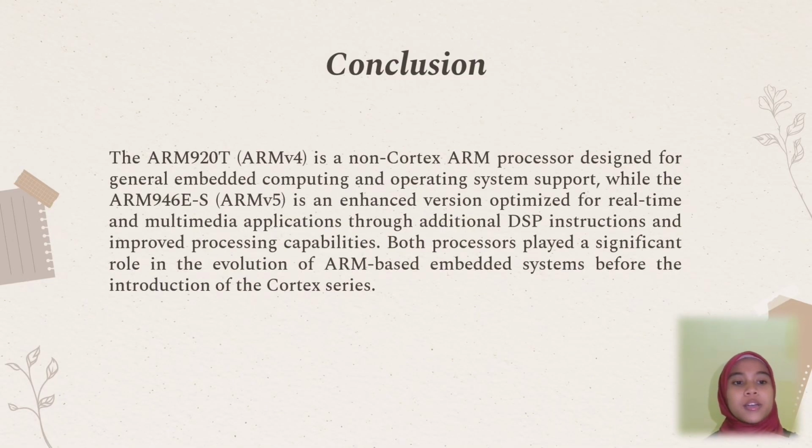Conclusions. The ARM9TDMI is a non-Cortex ARM processor designed for general embedded computing and operating systems, while the ARM946E-S is an enhanced version for real-time and multimedia applications through additional DSP, which stands for digital signal processing, instructions and improved processing capabilities. That's all from us. Thank you.